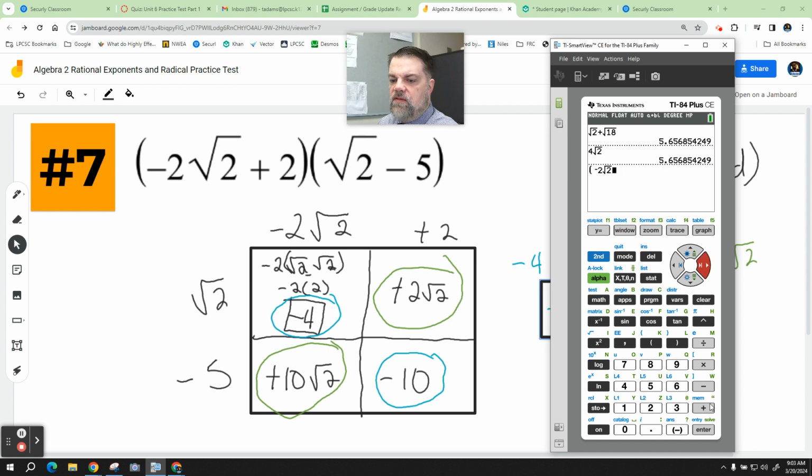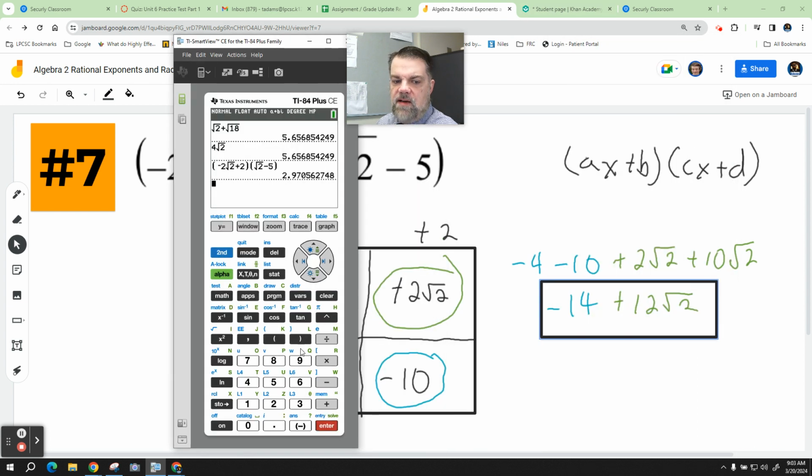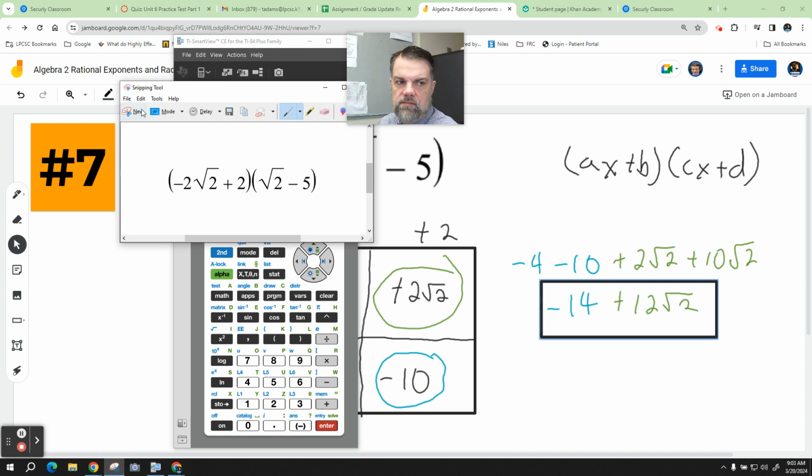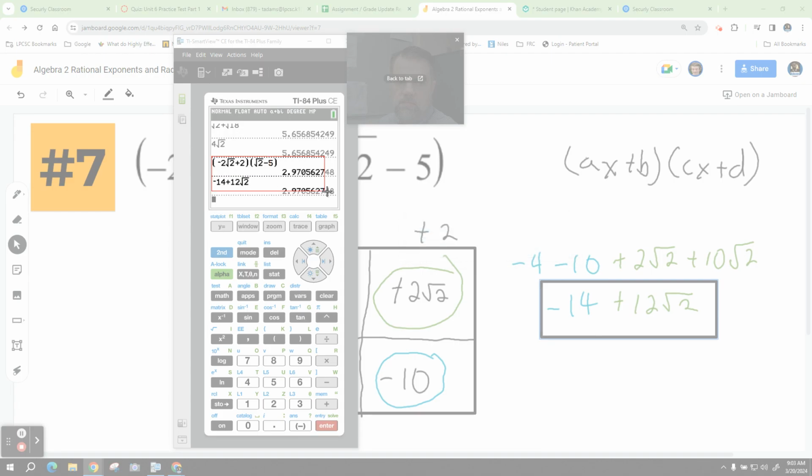plus, use the cursor to get out from under there, plus 2, close parentheses, open another set of parentheses, the square root of 2, and now you have to minus 5, and I hit enter, I'm going to get like this decimal. But I should get the same decimal if I say negative 14 plus 12 root 2. See how that works? So that's how you always double check your work.